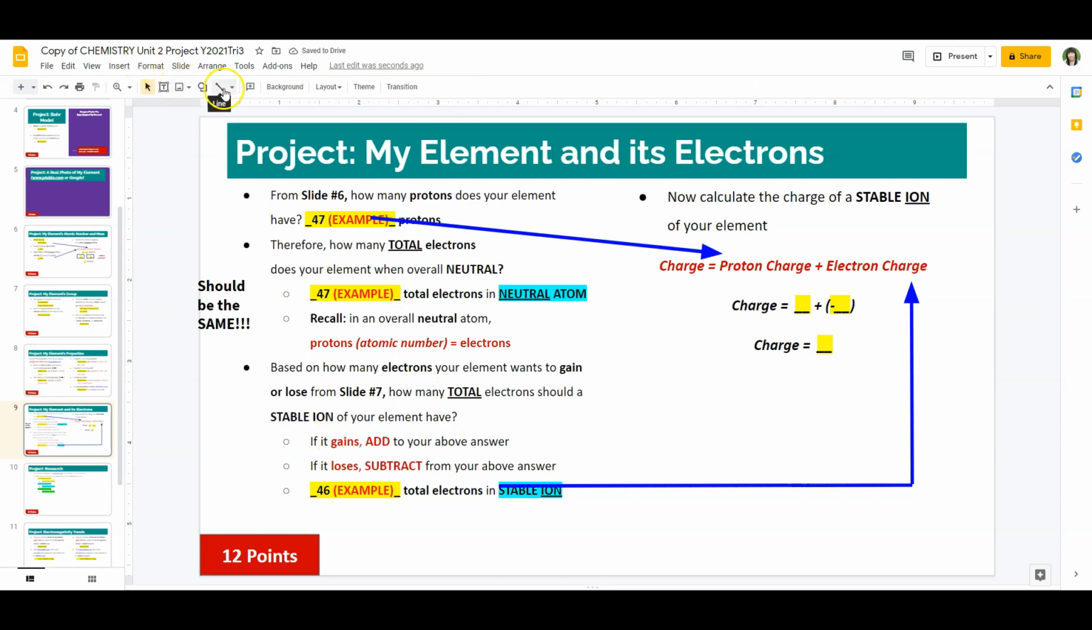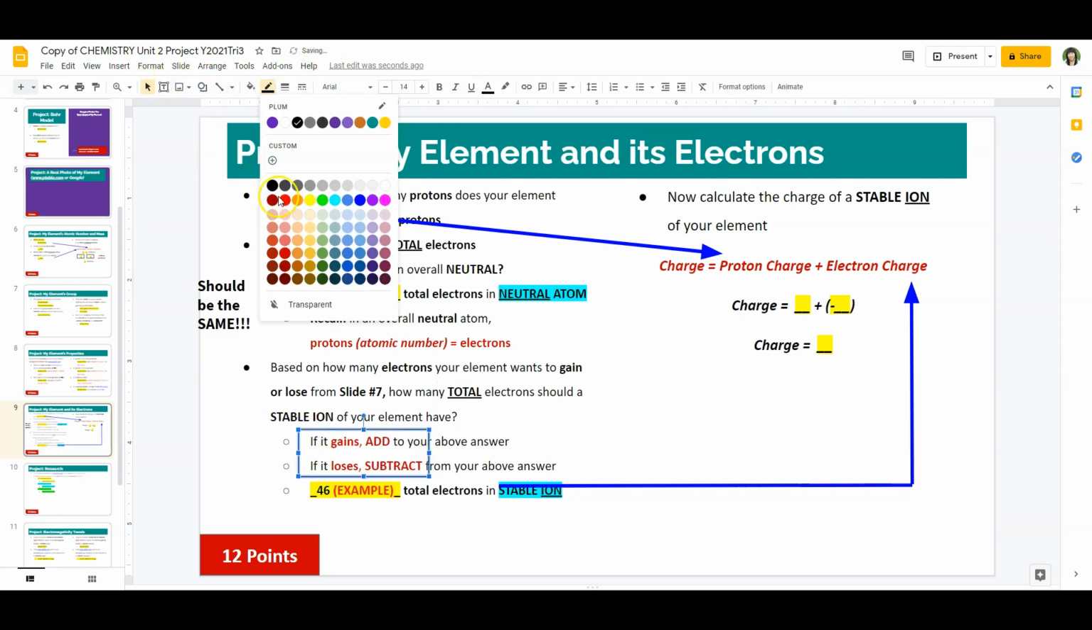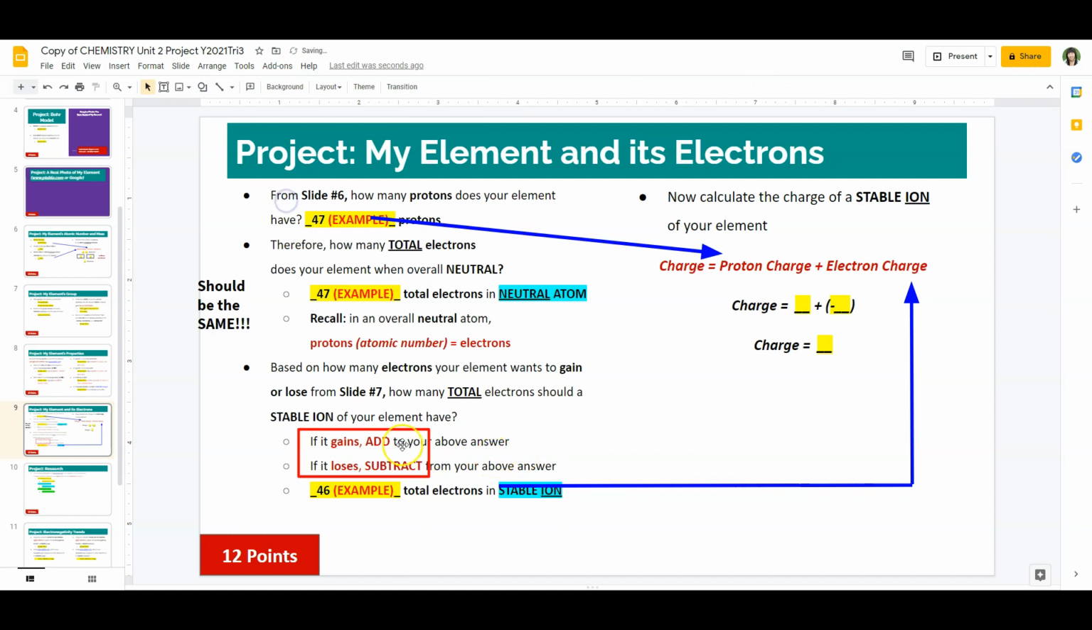Oops, that's not what I wanted. All right, here we go. So make sure that it stays. If it gains, add to the number above. If it loses electrons, subtract from the number above, okay? From your total electrons in your neutral atom, add or subtract.